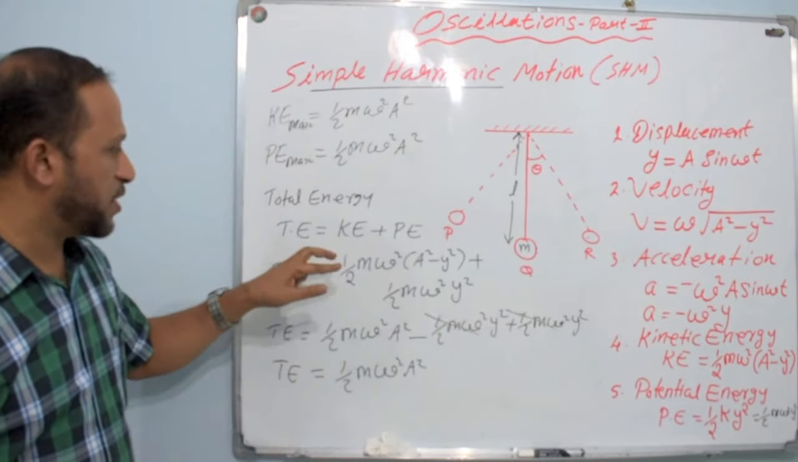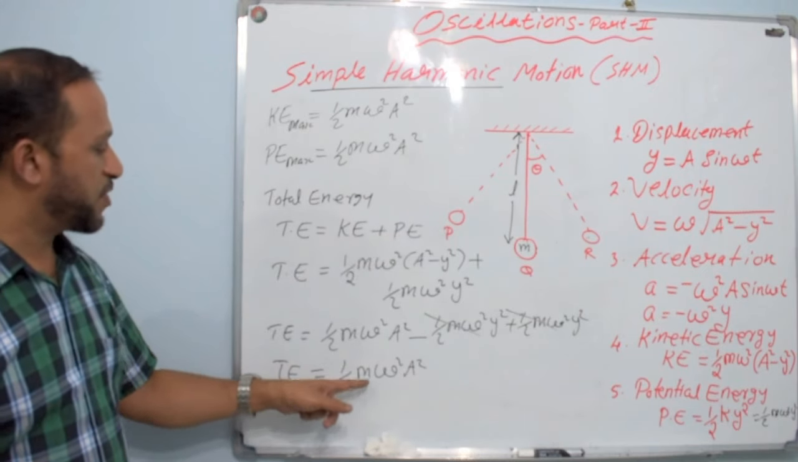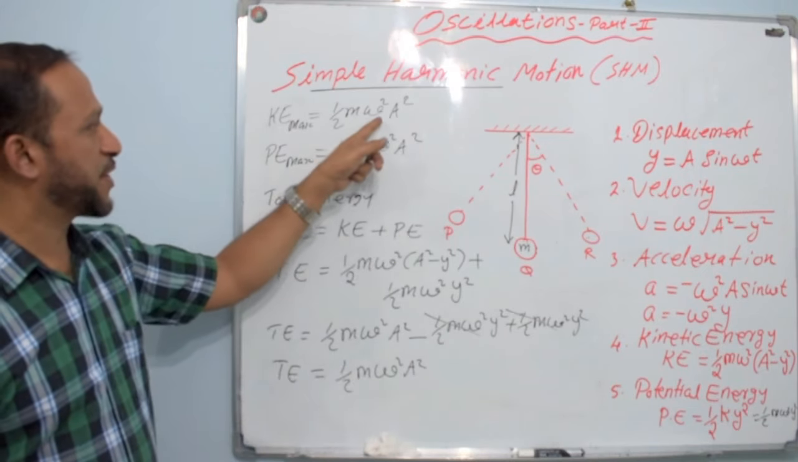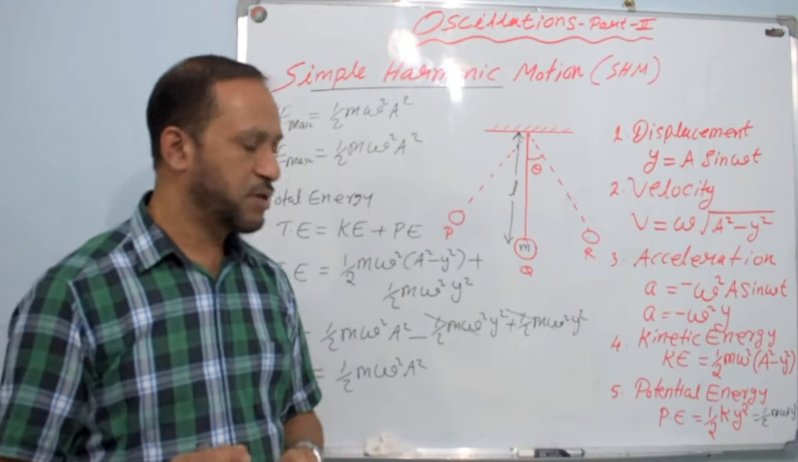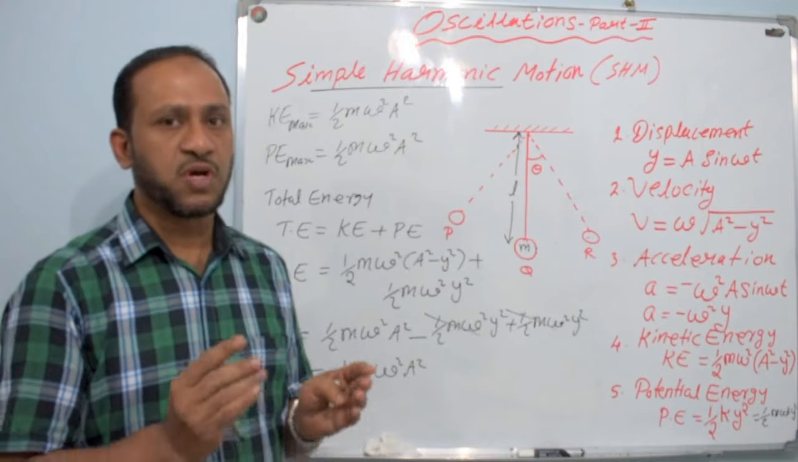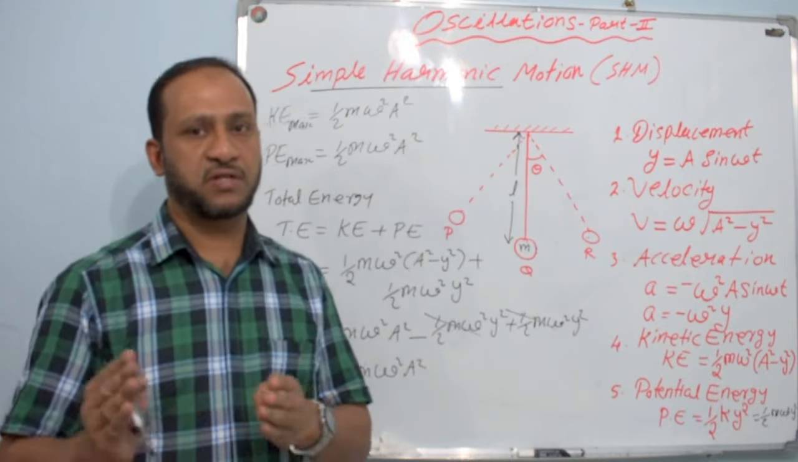When we add both of them, kinetic energy plus potential energy, the total energy also becomes half m omega square A square. It means energy is neither being created nor destroyed. It is only changing from one form of energy into another form.